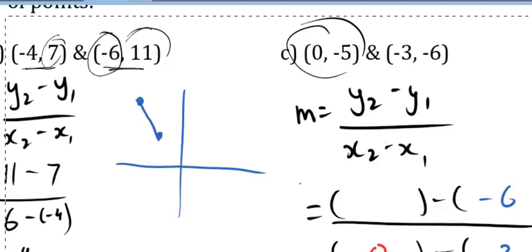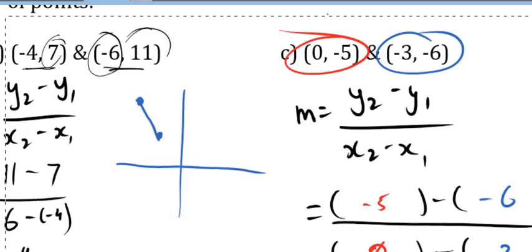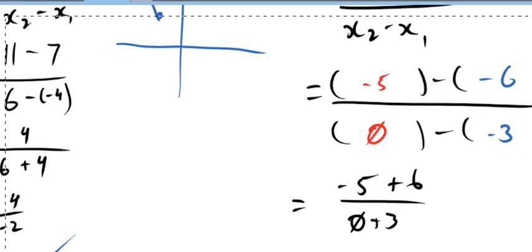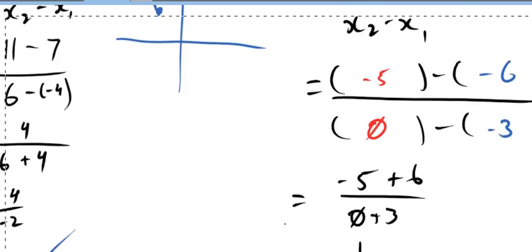I'm just going to change the color. So 0, negative 5. 0, negative 5 was red, negative 3, 6. And now I'm sure I got the y's on top. I'm sure I got 1 point on one side and 1 point on the other side. Again, see what I mean by that? This is a point, and this is the other point. I didn't crisscross them or anything like that. Okay? And now I can just start simplifying. So this is negative 5 minus negative 6, which is plus 6. And 0 minus negative 3, which is 0 plus 3, which is 1 over 3.